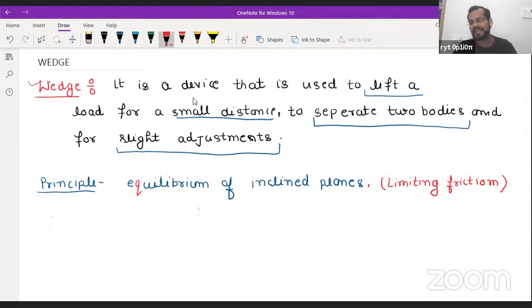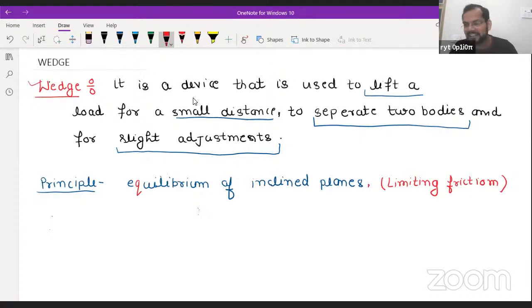Yes, sigma Fx equal to 0, fine. But sigma Fx is not the only condition. For a body to be in equilibrium, when we deal with the inclined plane problem, the net force on the body should be equal to 0. That means the summation of Fx should be equal to 0, and the summation of Fy should be equal to 0.